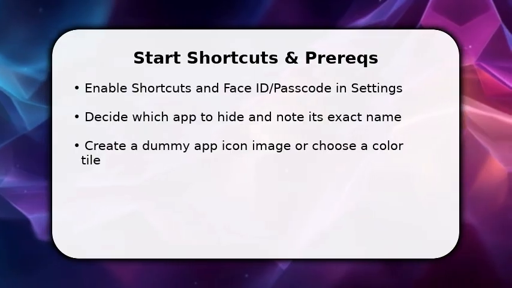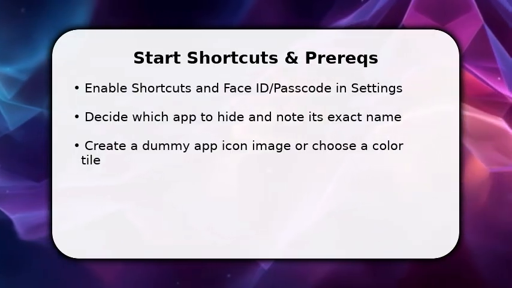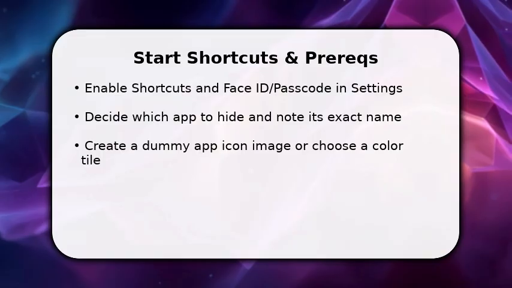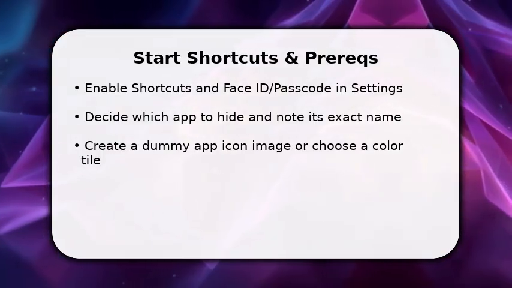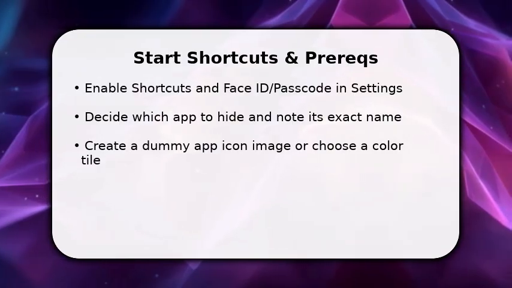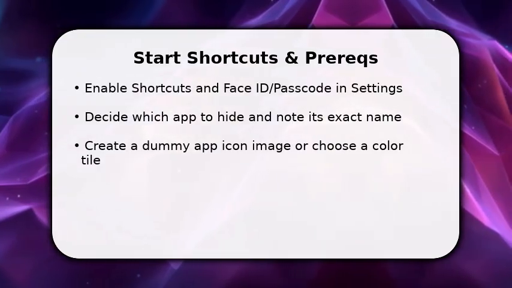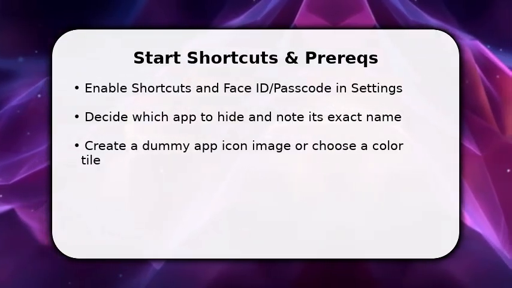Next, create a shortcut that launches an alternate placeholder or opens nothing, using a custom icon image so the hidden app is masked on your home screen. Make sure your home screen layout is editable. You will replace the original icon with the shortcut tile shortly.